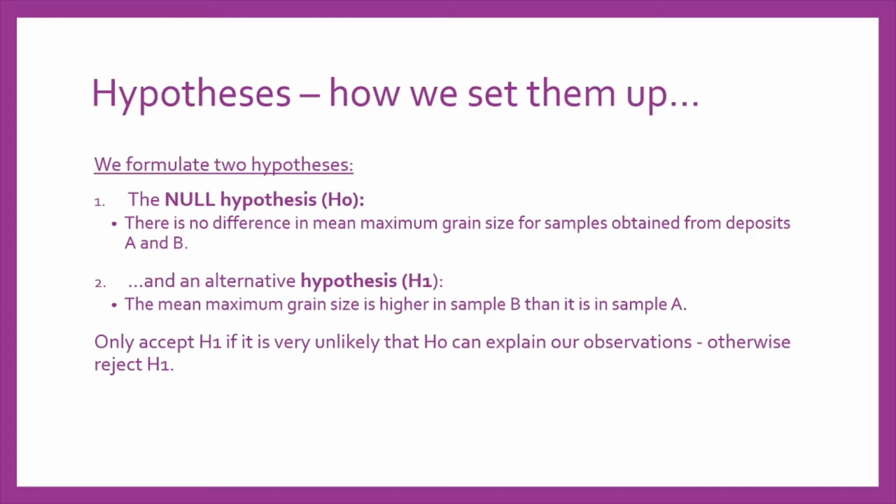In this example, this would be, there is no difference in the mean maximum grain size for samples obtained from deposits A and B. We then have to set up an alternative hypothesis, known as the H1. And in our example, this will be the mean maximum grain size is higher in sample B than it is in sample A. And the reason we have two different hypotheses is that we only accept that H1 is true if it is very unlikely that H0 can explain our observations.